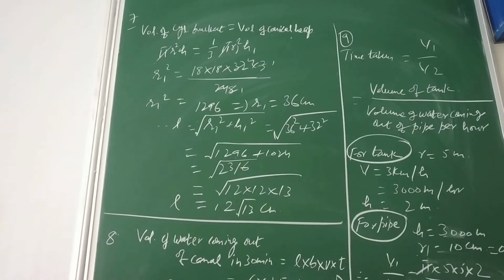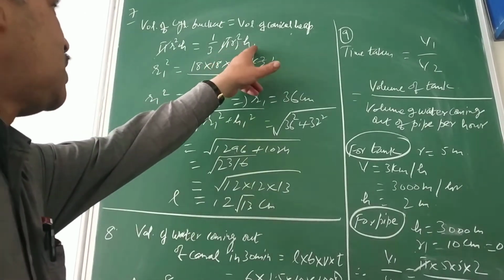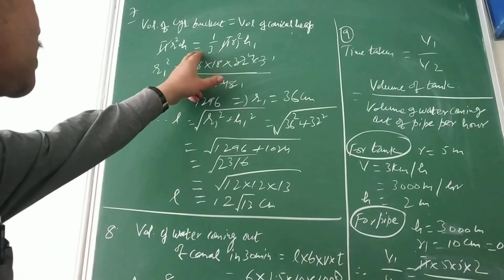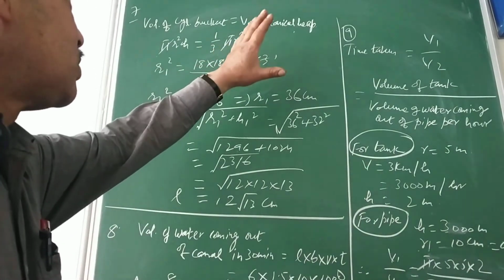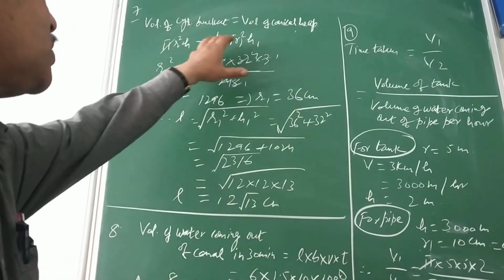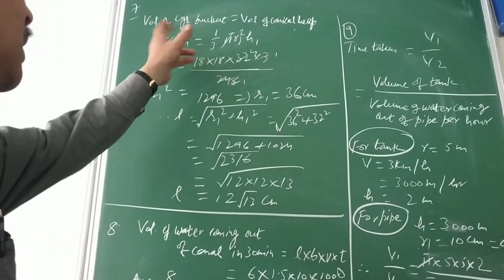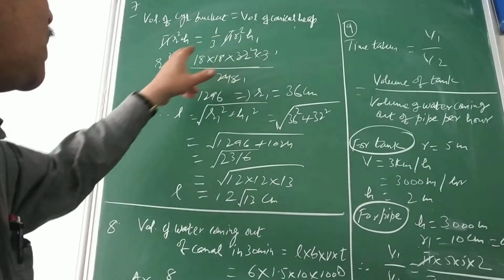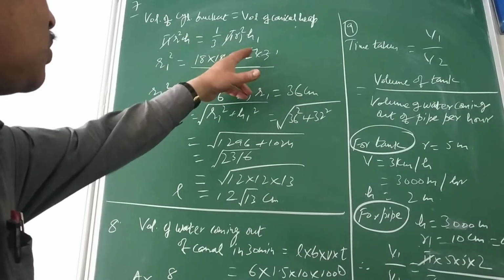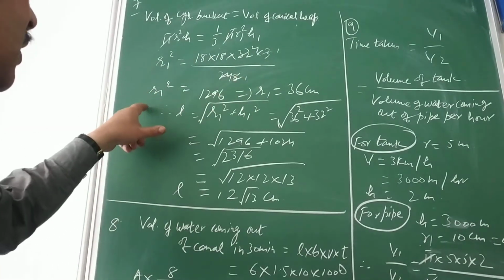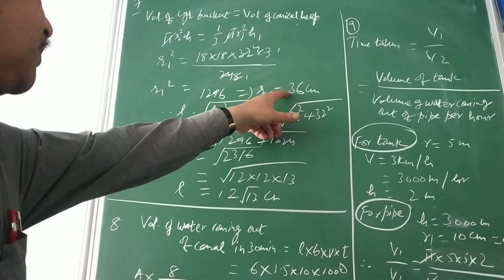So here radius is r1 and height of the heap is h1. So this is pi r square h is equal to 1 by 3 pi r1 square h1. Cylindrical volume is equal to conical heap's volume. Pi you can cancel. r1 square I have made the subject here by putting all these values here, and then it comes out equal to 36.